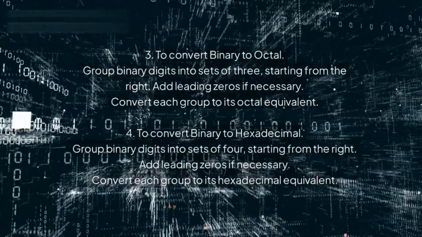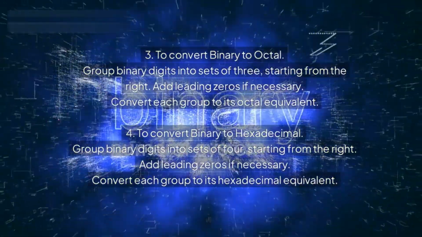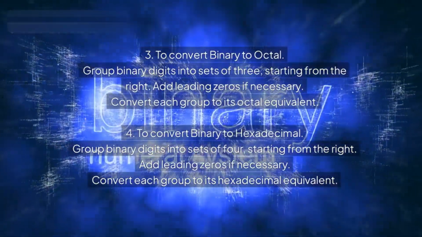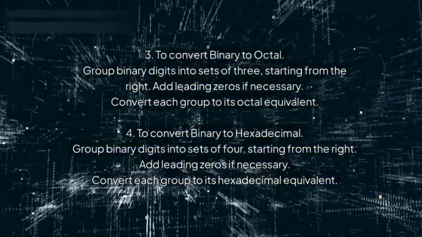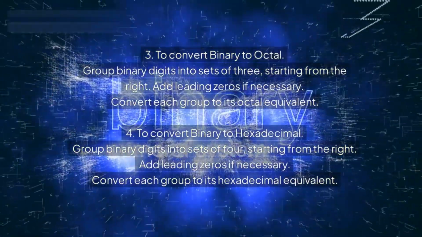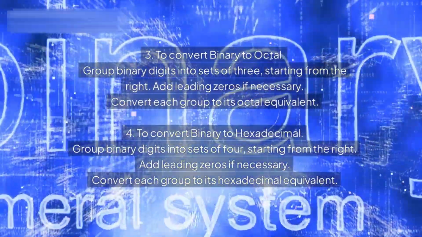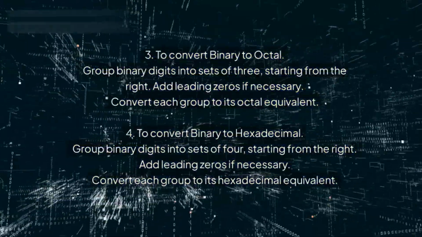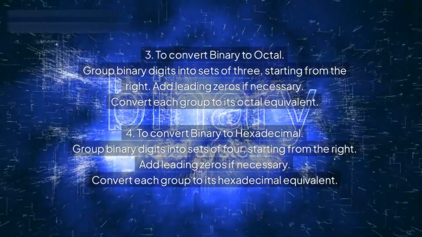3. To convert binary to octal, group binary digits into sets of 3, starting from the right. Add leading zeros if necessary. Convert each group to its octal equivalent. 4. To convert binary to hexadecimal, group binary digits into sets of 4, starting from the right. Add leading zeros if necessary. Convert each group to its hexadecimal equivalent.